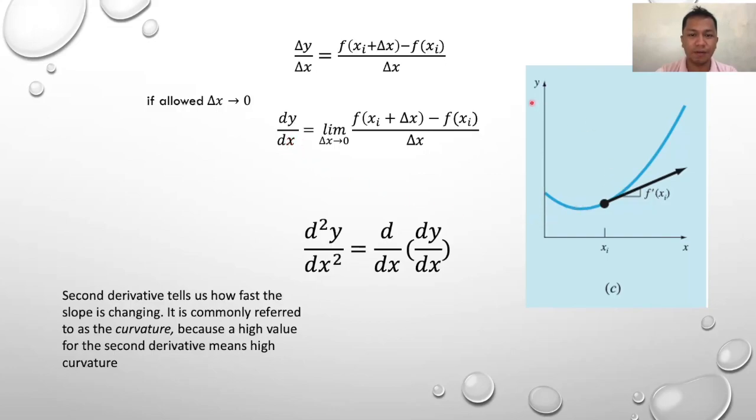As seen in the figure, the derivative is the slope of the tangent to the curve at xi. Right. The second derivative represents the derivative of the first derivative. And the second derivative tells us how fast the slope is changing. It is commonly referred to as the curvature. When we have a high value of second derivative, it means that we have high curvature.